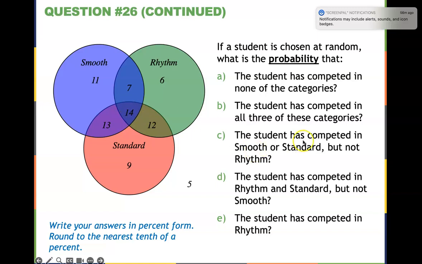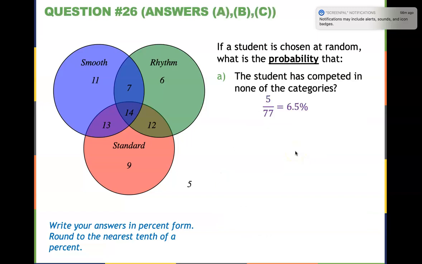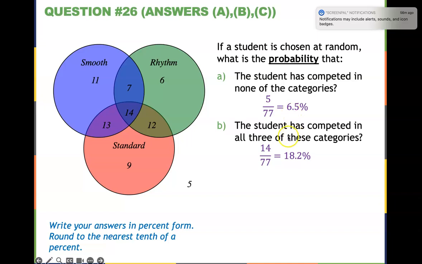The student has competed in smooth or standard, but not rhythm. Okay, let me just go through these slowly. Hold on. Here's the first one. 5 out of 77, which would be 6.5%. Notice the directions say, write your answers in percent form, round to the nearest tenth of a percent. So after I found the 5 out of 77, I turned it into a percent. 14 out of 77 is roughly 18.2%.